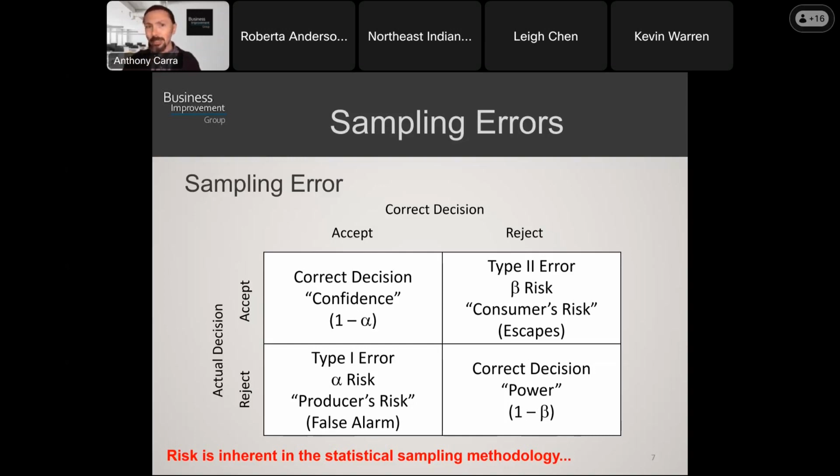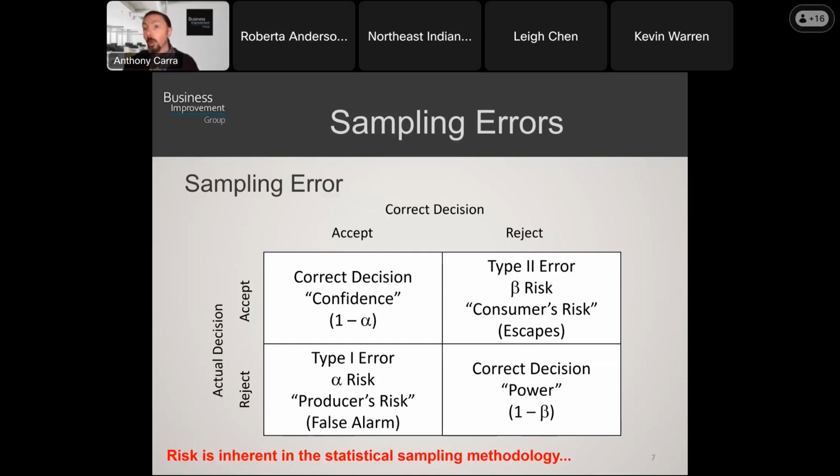And we're going to go with the easy ones first. Let's say that I made a decision to accept the lot or accept the process, pass my sampling. And the correct decision indeed was to accept, that it was within conformity and acceptable limits. I made the correct decision, and we're going to call this the confidence, or my 1 minus alpha. And we'll see why it's 1 minus alpha when we talk about the errors.